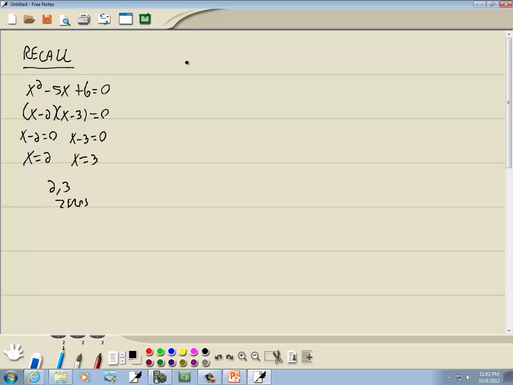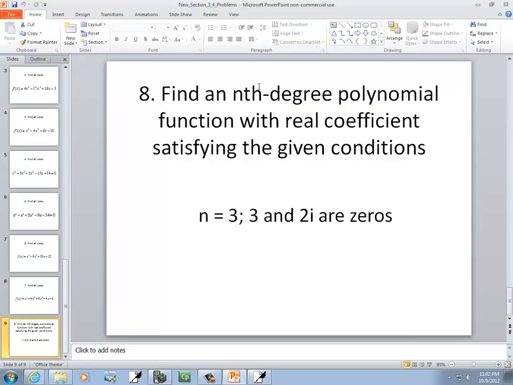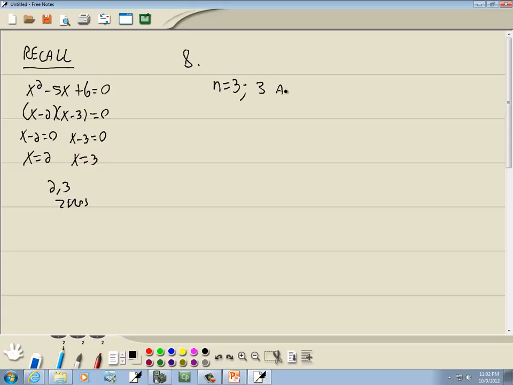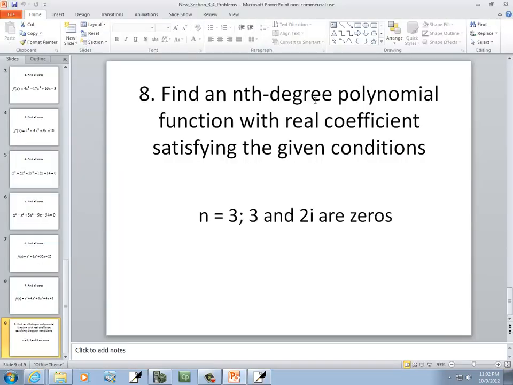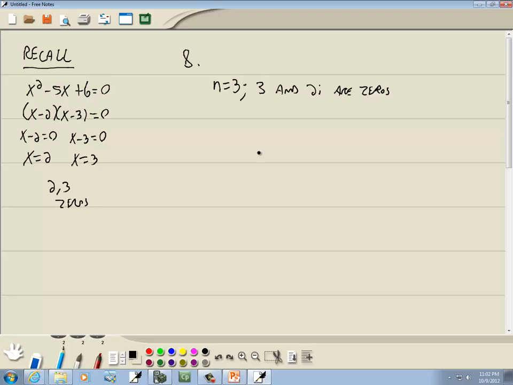Okay. Problem number 8. They tell us n is 3. And they tell us 3 and 2i are zeros. Now instructions say find an nth degree polynomial function with real coefficient satisfying the given conditions. What they want us to do is go backwards. They're giving us the answers and they want us to go back up here and find the original polynomial. Now they're telling us n is equal to 3. What they're telling us there is we have 3 answers. And also your degree is 3.